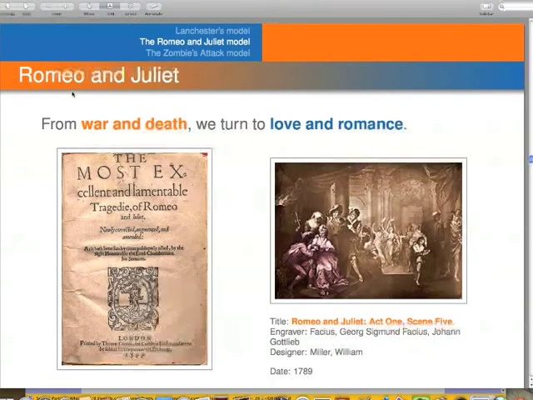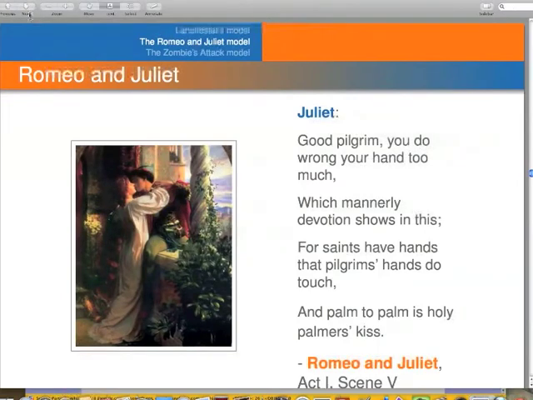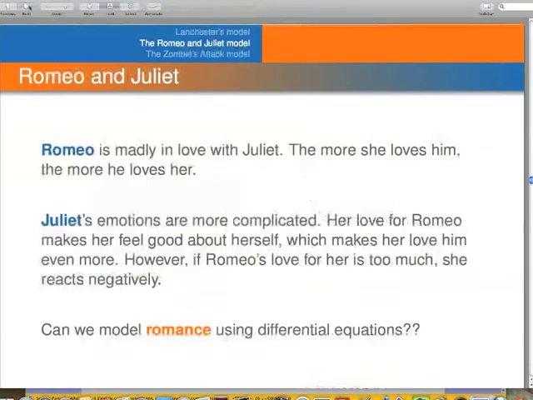Let's move on to love, Romeo and Juliet. Here's Romeo saying wonderful things to Juliet, and then Juliet is in love with Romeo too. And those are famous lines from the play by Shakespeare. So we see that Romeo is madly in love with Juliet. The more that she loves him, the more he loves her.